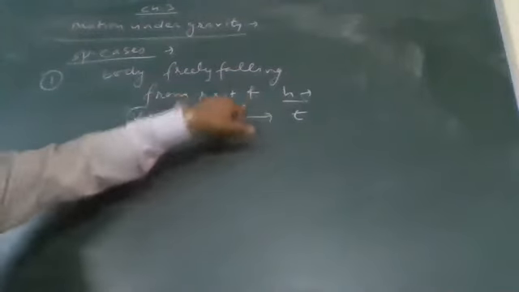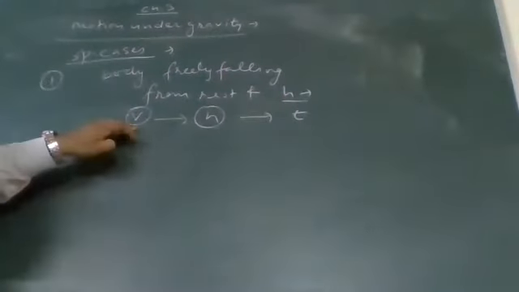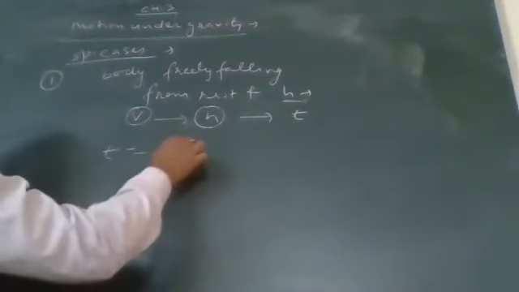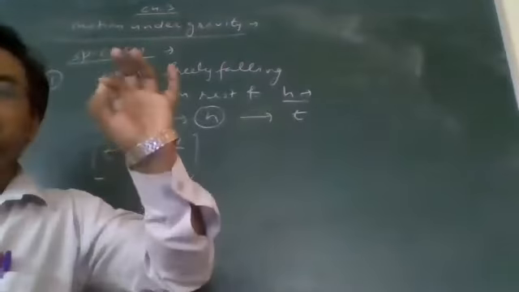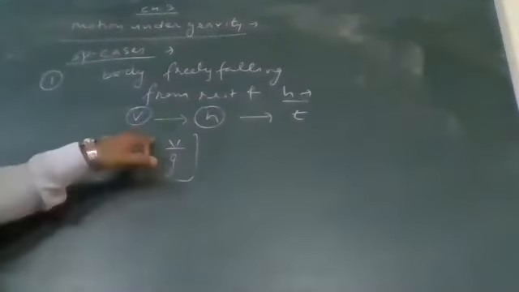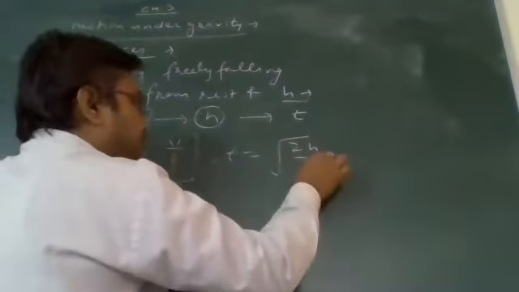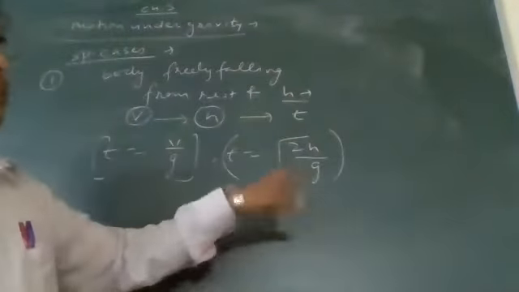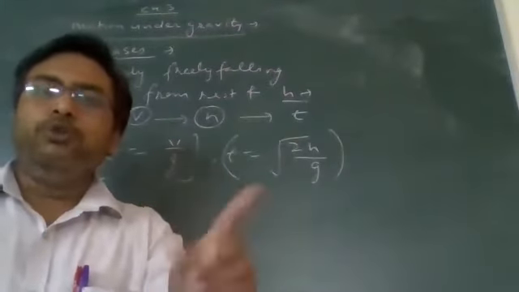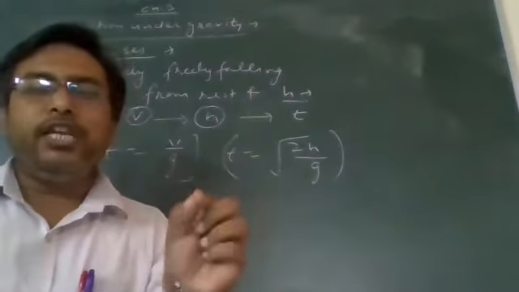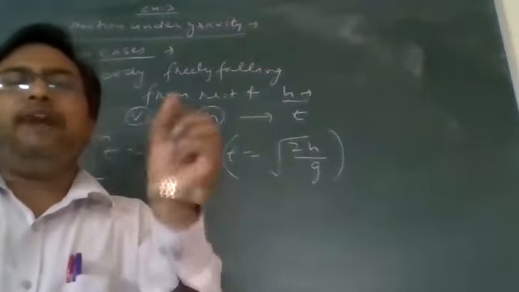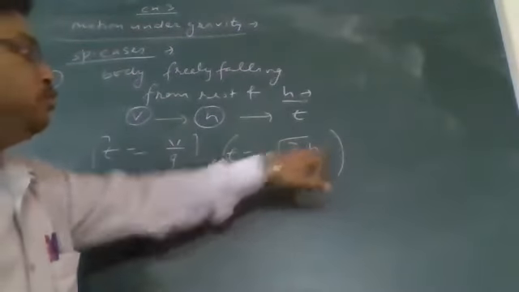So we have discussed the first case. When an object is freely falling from rest through height h, it acquires velocity v during height h in time t. Now I get the expressions. Using the first equation, v equals u plus gt, u is 0, so t will be v by g. I can also write t in this manner: t equals root 2h by g. How? By using the second equation, s equals ut plus half gt square. The value of u is 0, s is h, so h equals half gt square, and you will get t equals root 2h by g.